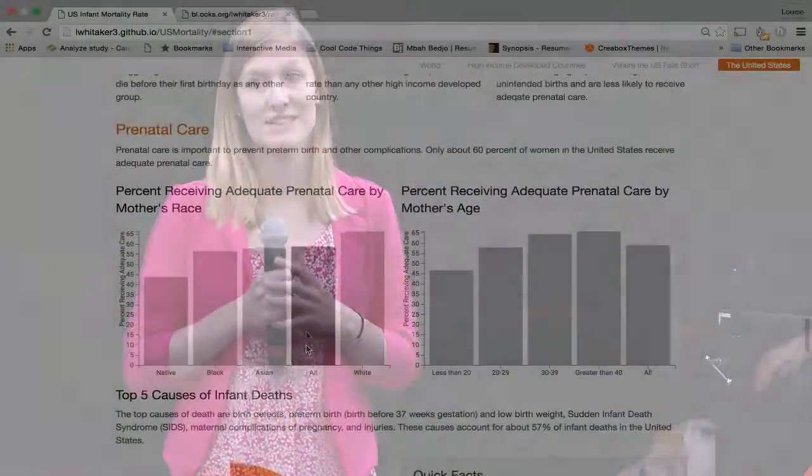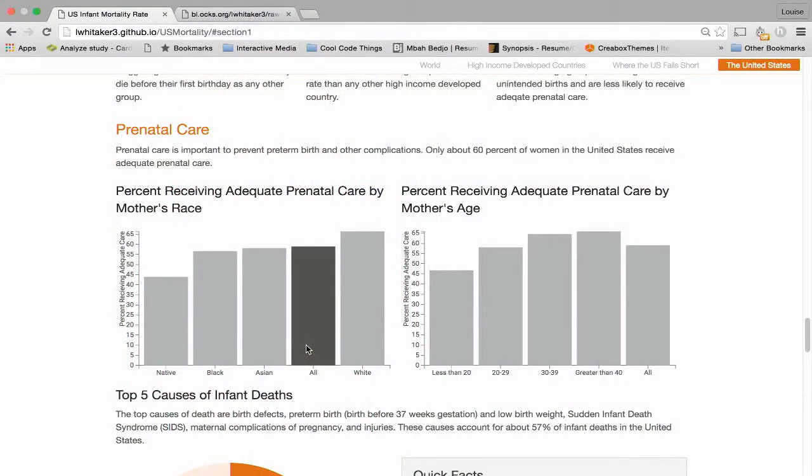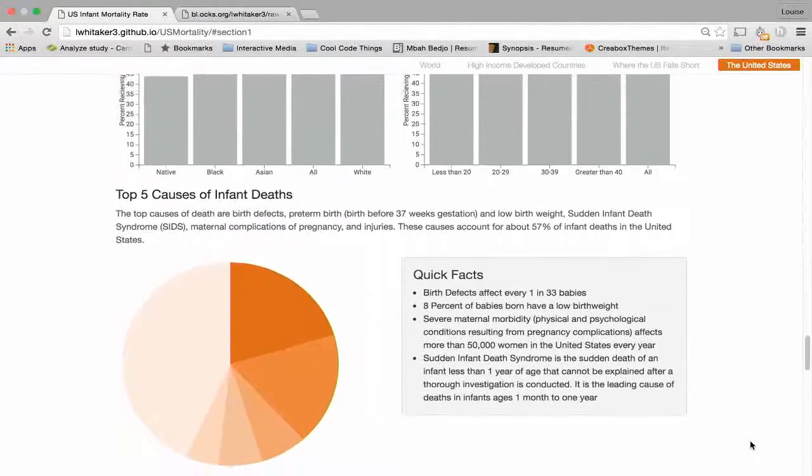And I was shocked to find that in the United States, only 60% of women receive what is considered adequate prenatal care. And the different groups, as you can see, Native American women as well as Black women are less likely to receive adequate prenatal care than their white counterparts, as well as women under the age of 20 are also less likely.